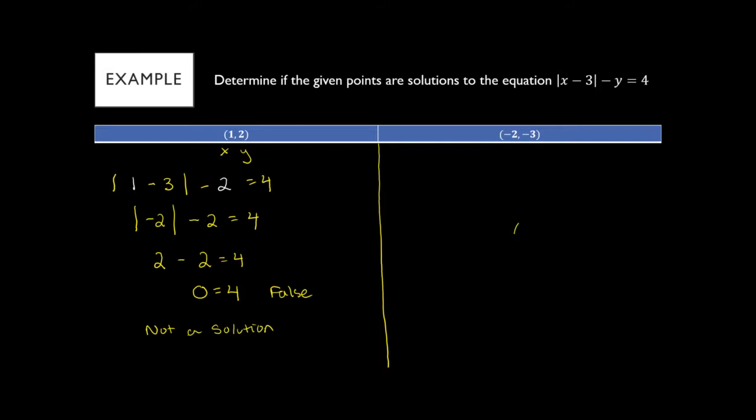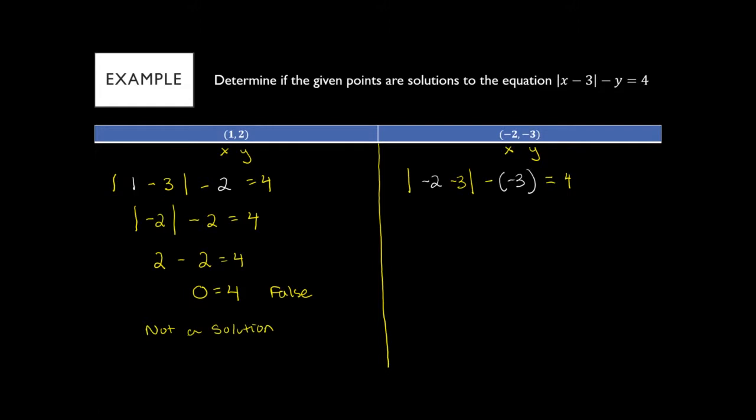So we can do the same thing and check the second ordered pair. Again, the first value is x, the second value is y. So absolute value of x minus 3. x is negative 2, so it's going to be negative 2 minus 3, minus y, which is the second number, negative 3. I put parentheses there because I'm subtracting a negative, so I want to make sure that doesn't get too confusing. And then that is equal to 4.